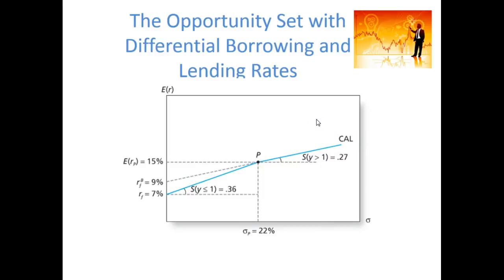So that's an example of looking at the asset allocation decision where we combine a risky portfolio and a risk-free asset.